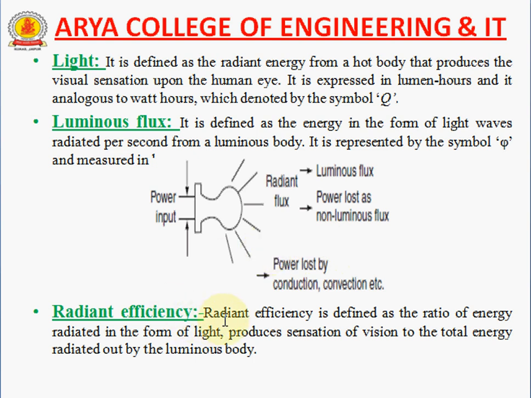Now the next term is radiant efficiency. Radiant efficiency is defined as the ratio of the energy radiated in the form of light that produces the sensation of vision to the total energy radiated by the luminous body. It means it depends on the input and the radiation output. We know the general formula that efficiency is output upon input. So it is the ratio of the radiant flux to the input of the luminous body.